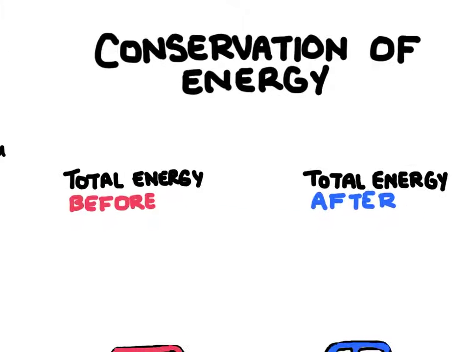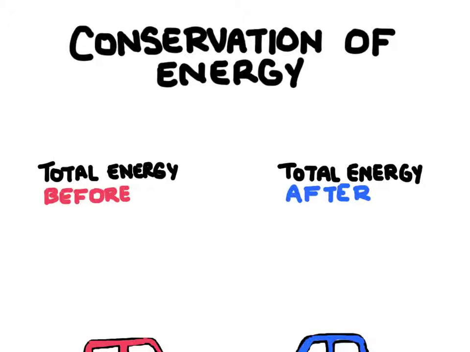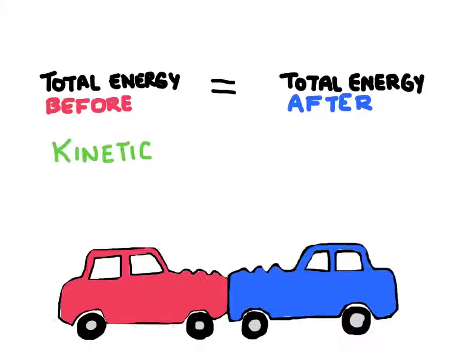Now, total energy is also conserved in a collision. So that means the total energy of both objects before the collision will be equal to the total energy of both objects after the collision. Before objects collide, both of them are going to have kinetic energy, which is the energy of moving things. During a collision, some of the kinetic energy will be transformed into other forms of energy, such as heat or sound. Here's what I mean by that.